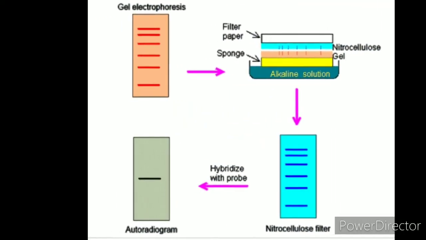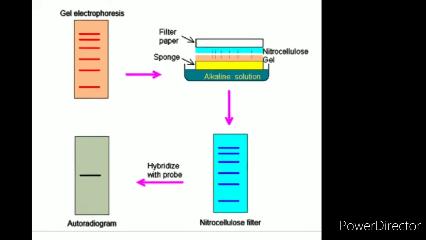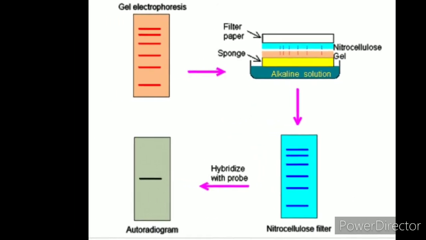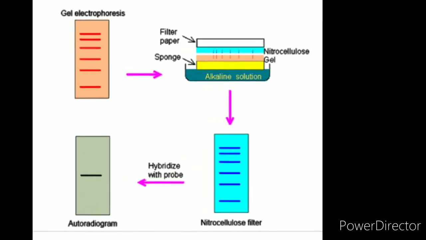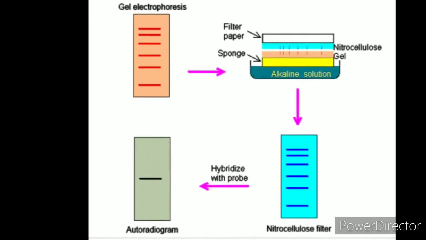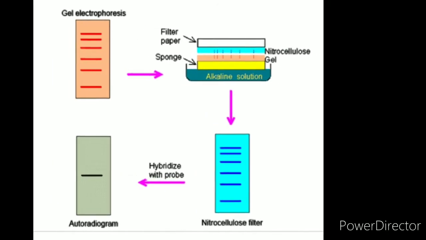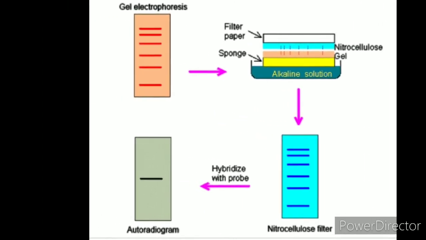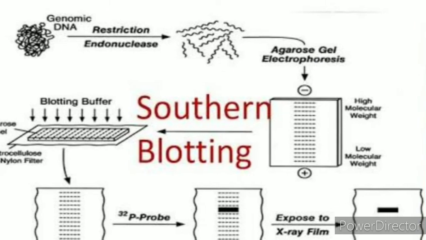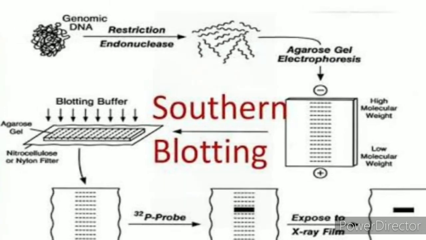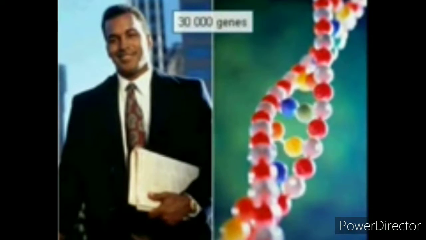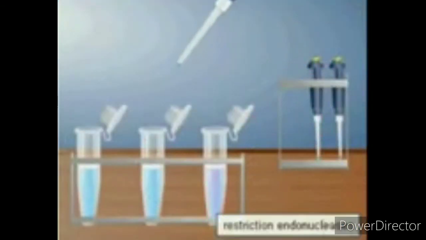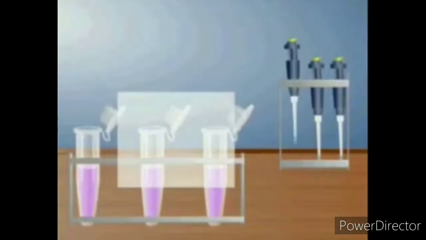Southern blotting is a technique of transfer of DNA from agarose gel to nitrocellulose membrane. This technique was introduced by Southern in the year 1975 and is called the southern blotting technique. Let's see how to do this. The human genome contains about 30,000 genes. Therefore, in order to examine a single gene or a set of genes, we must isolate a smaller DNA fragment.